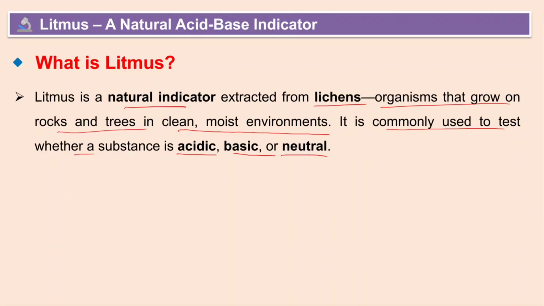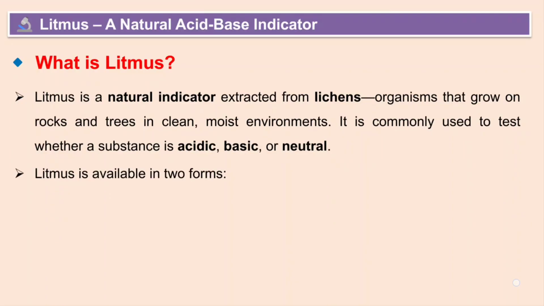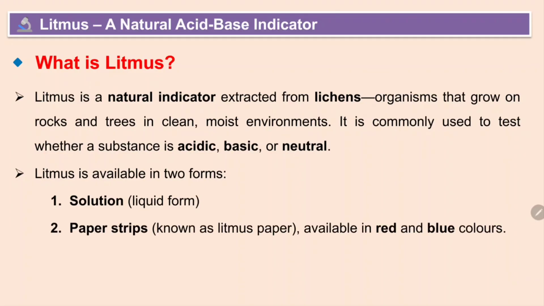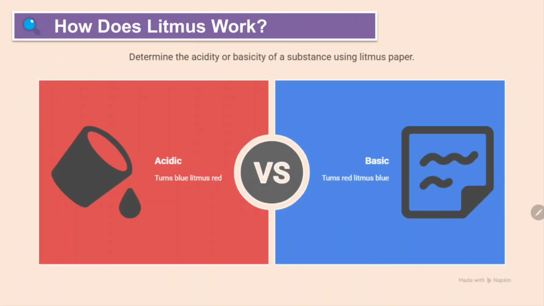Okay, and these are made from fungus and algae, living organisms. And these have been commonly used to test whether a substance is acidic, basic or neutral. Next, litmus is available in two forms. What are they? Solution, that is liquid form, and the paper strip, that is litmus paper. Using these only we have done the experiment, isn't it? These are available in red and blue color. Okay, so this was about litmus.